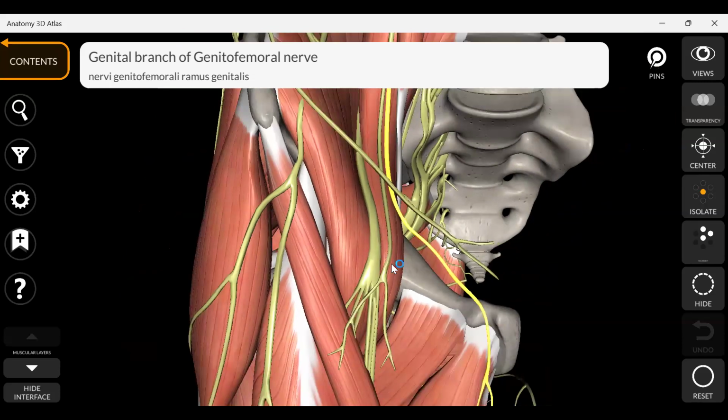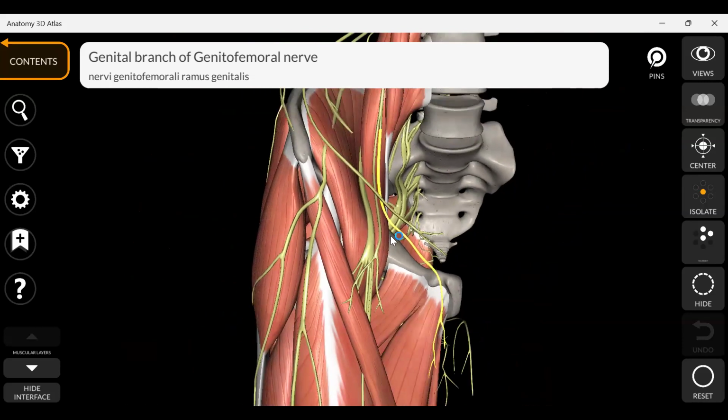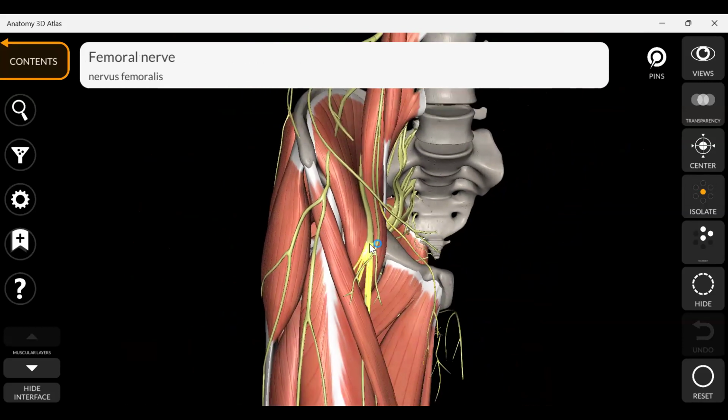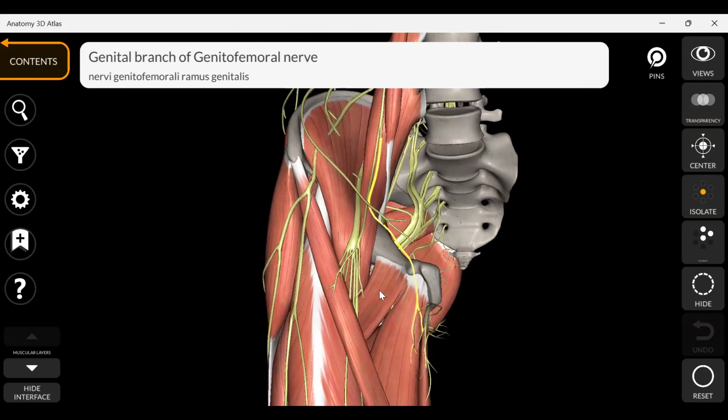So from the anterior side, these are the nerves, among which the femoral nerve is the most prominent and easy to identify. Then we have the lateral femoral cutaneous nerve. Then we have the femoral branch of the genitofemoral nerve. Then we have the genital branch of the genitofemoral nerve. So identifying these nerves is very much essential.